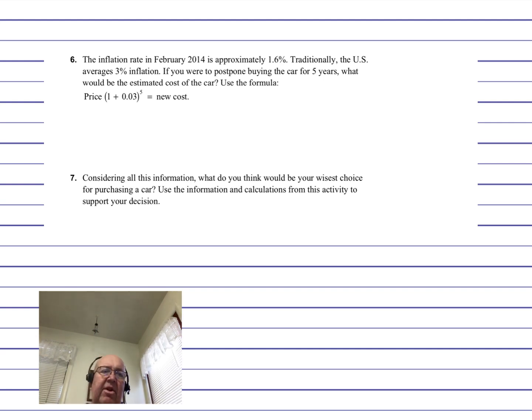In part 7, you're going to actually do the part where you're showing your reasoning a little bit more. Considering this information, what would be your wisest choice for purchasing a car? And again, use the information that you've used here. Don't really bring in your actual circumstances, but say that you could do it based upon the choices that you've shown. What would be your best choice and why? Be sure to show your work as you're working through these problems, so that I can see again your reasoning and your accuracy.